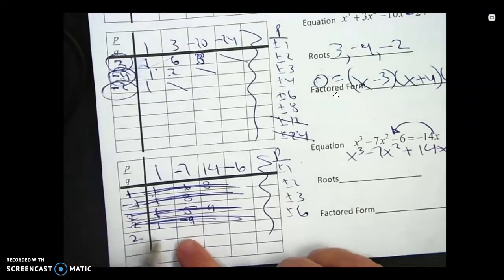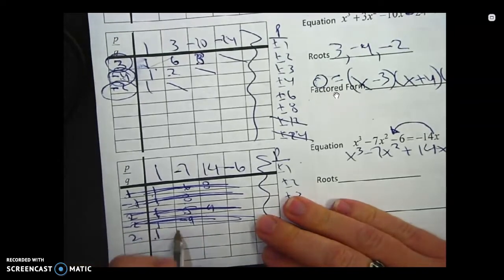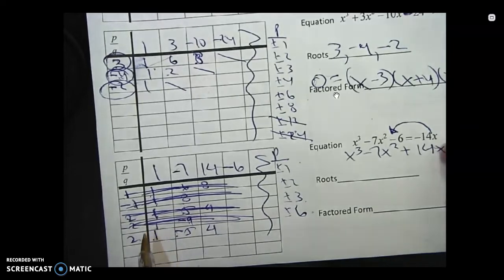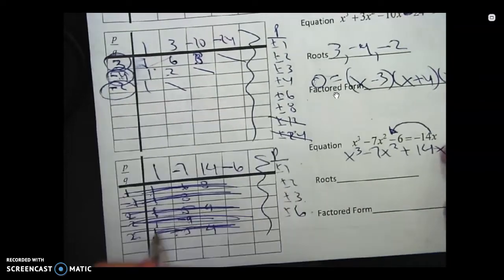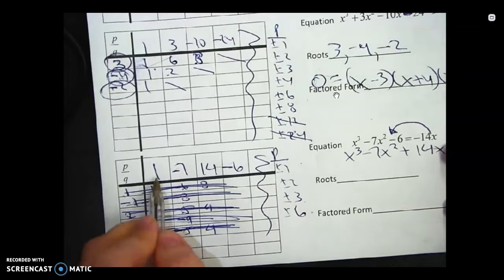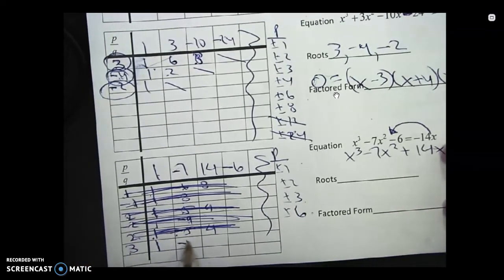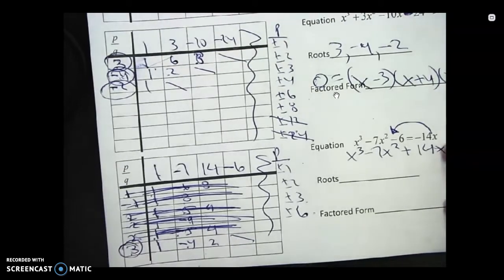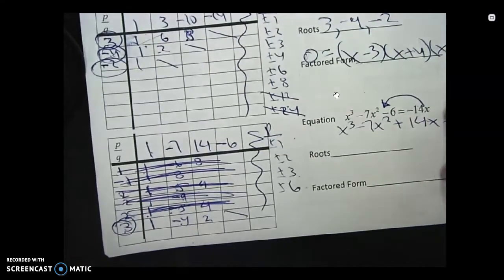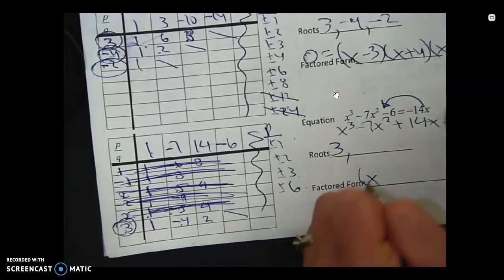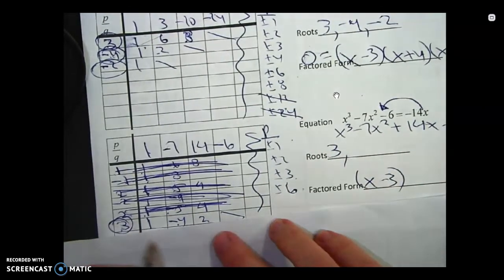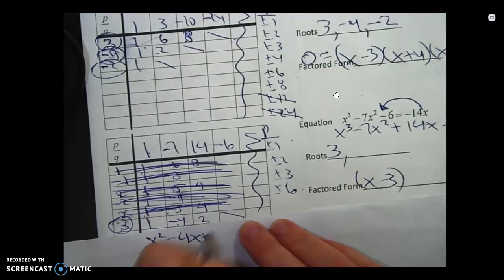I'm wondering if I'm going too fast. This times this, negative 10, 4. That one doesn't work. 3. This times this, negative 12, 2. Oh my gosh, it worked. Yay! So I found one. I know 3 is one of the roots, so x minus 3. So I have 3 of them. That means I have 2 left.